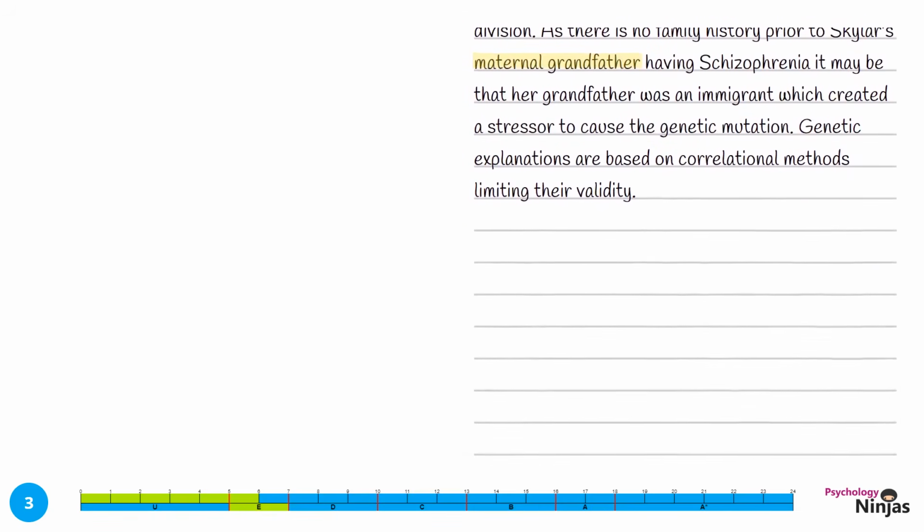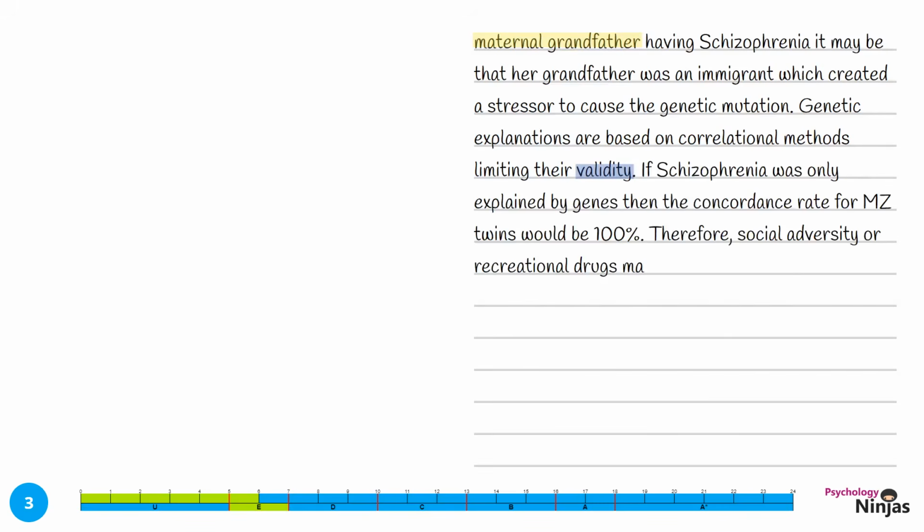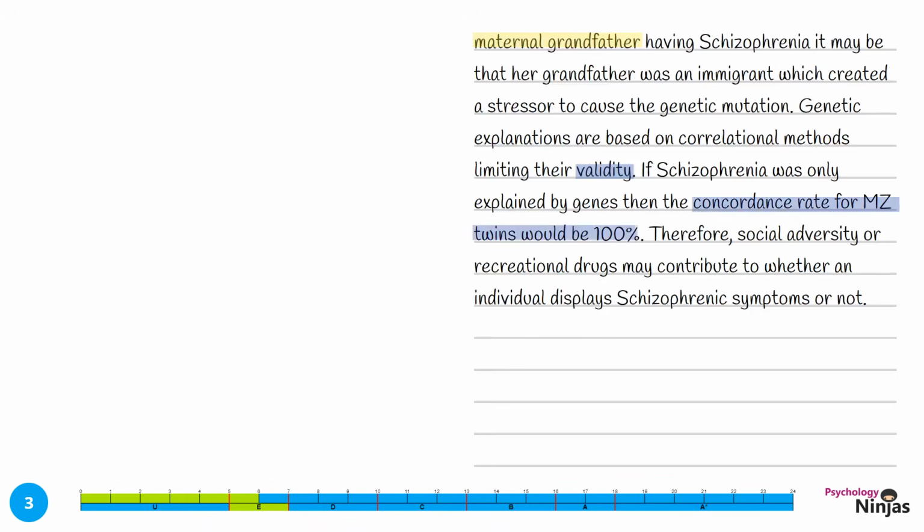Genetic explanations are based on correlational methods, limiting their validity. We've identified here that concordance rates are basically correlations and therefore may not be accurate. If schizophrenia was only explained by genes, then concordance rates for MZ twins would be 100%. Therefore, social adversity or recreational drugs may contribute to whether an individual displays schizophrenic symptoms or not. It's really important here that we identify the problem with this particular method, and that if it was just genetics, we should have concordance rates of 100%. We've also given some different ideas which might be a cause for schizophrenia.